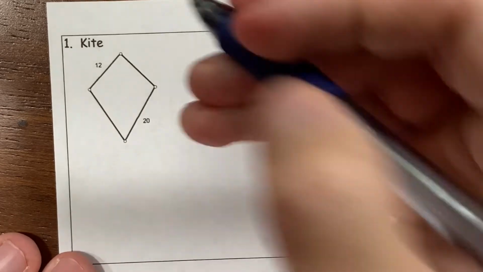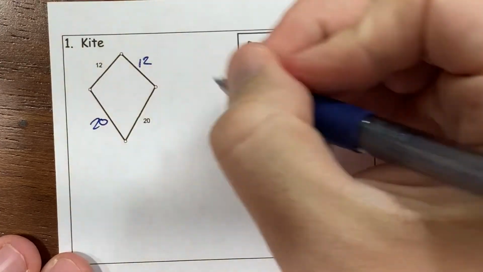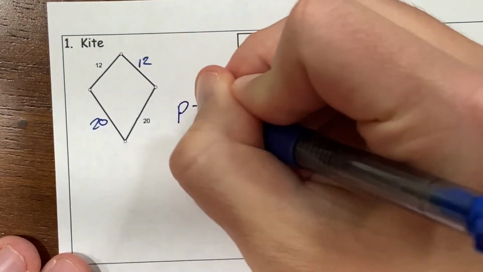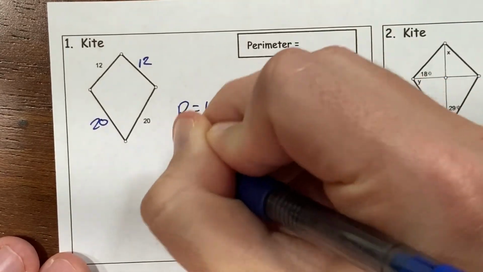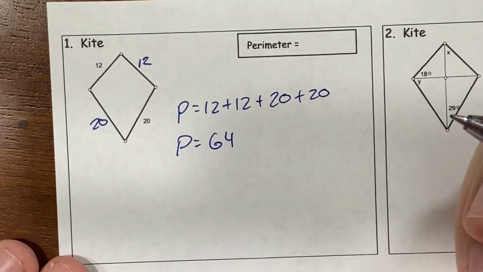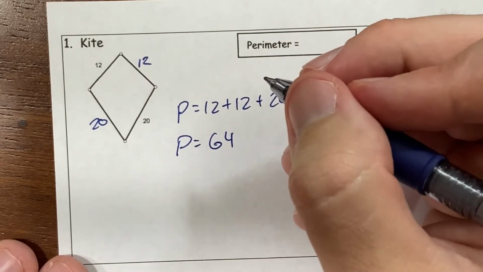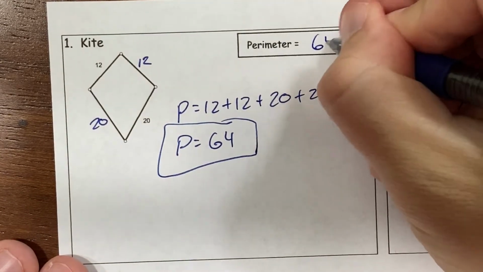And I know that a kite, if that's 12, then this is going to be 12. If that's 20, that's going to be 20. So perimeter, you just add up all the sides. Perimeter equals 12 plus 12 plus 20 plus 20. So that is, I believe, 64. 32 and 32, 64. Okay. Guess we could write it up here, 64.